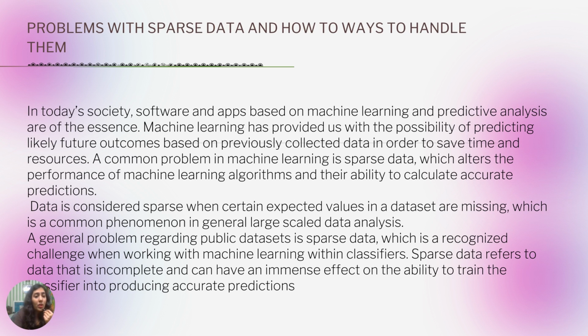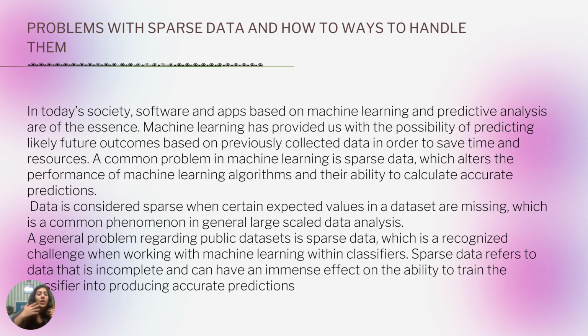Now, here are some of the problems with sparse data and the ways with which we can handle them. In today's society, software and apps based on machine learning and predictive analysis are the essence. Machine learning has provided us with the possibility of predicting likely future outcomes based on previously collected data in order to save time and resources. A common problem in machine learning is sparse data, which alters the performance of machine learning algorithms and their ability to calculate accurate predictions.